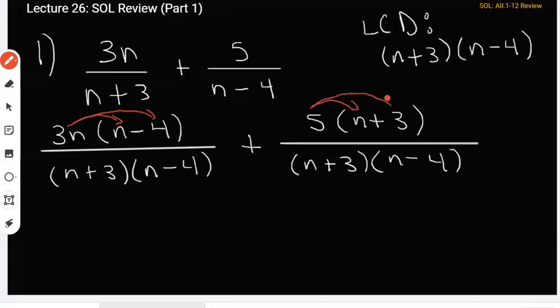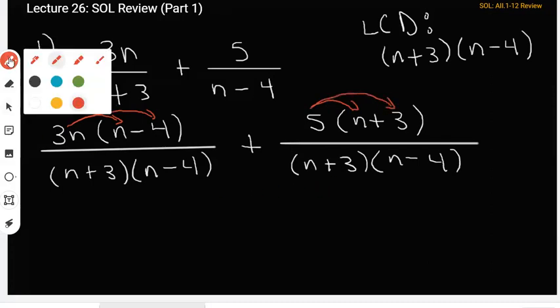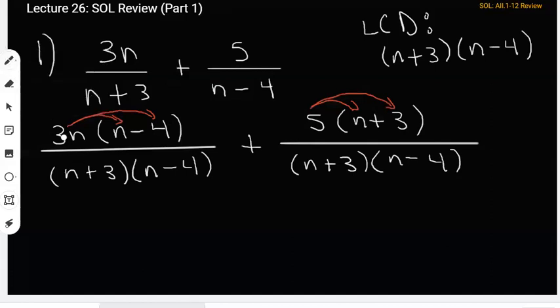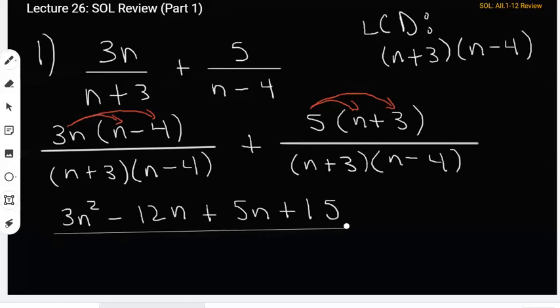So I'm going to start off by doing the distributive property. I'm going to multiply everything on the inside by what's on the outside. 3n times n is going to give me 3n squared. 3n times negative 4 is going to give me negative 12n. Over here, I have 5 times n. That's going to give me plus 5n. And then 5 times 3 is going to give me 15. And my common denominator is n plus 3 times n minus 4.